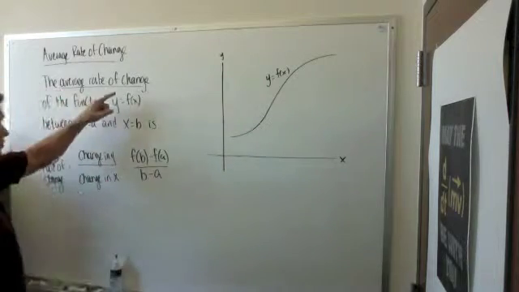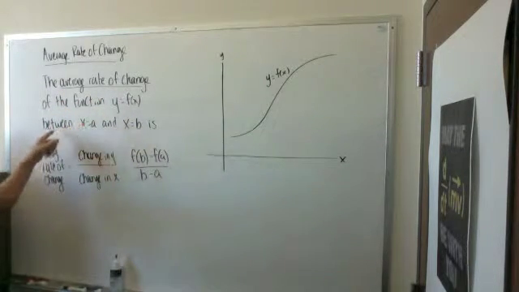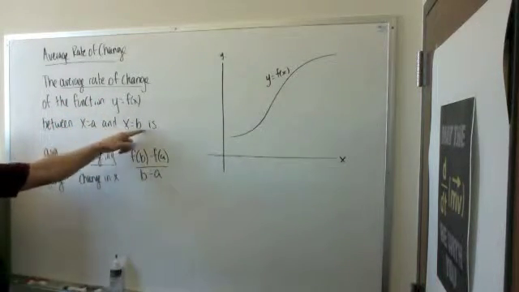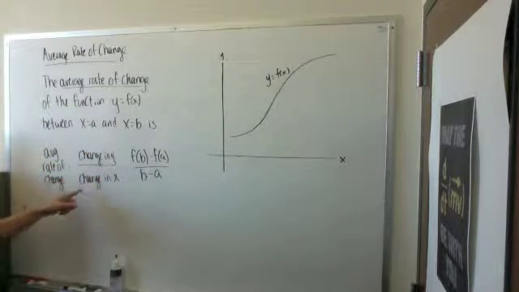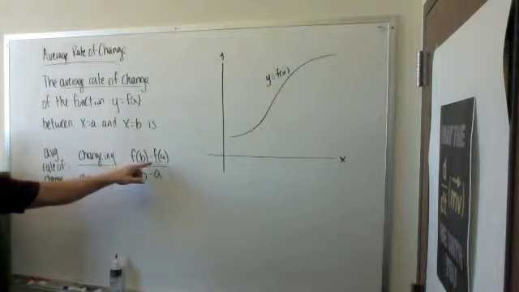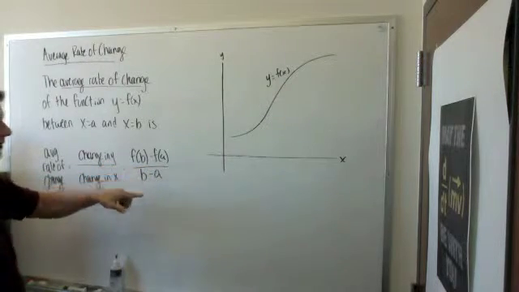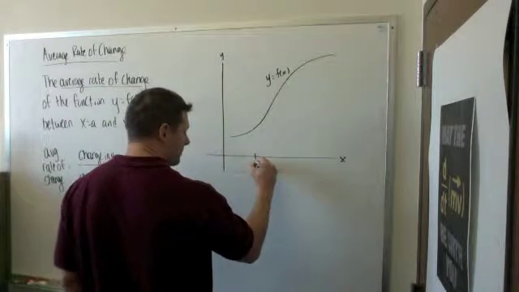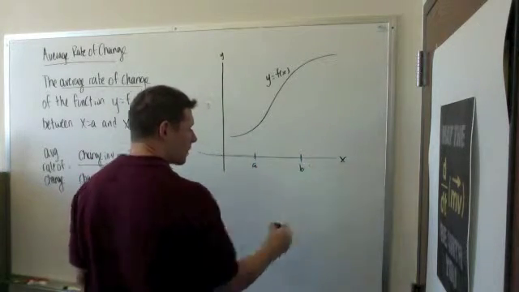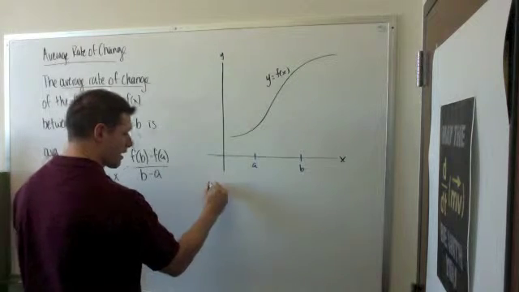So the average rate of change of the function y equals f of x between x equals a and x equals b is given by this formula: average rate of change is change in y divided by change in x. The change in y is f of b minus f of a. The change in x is b minus a. So for example, suppose I have 2 points. I have an a and a b. And I want to look at the average rate of change.